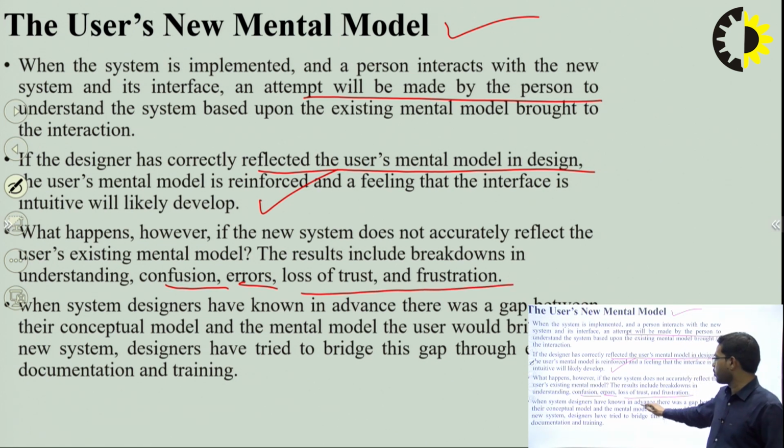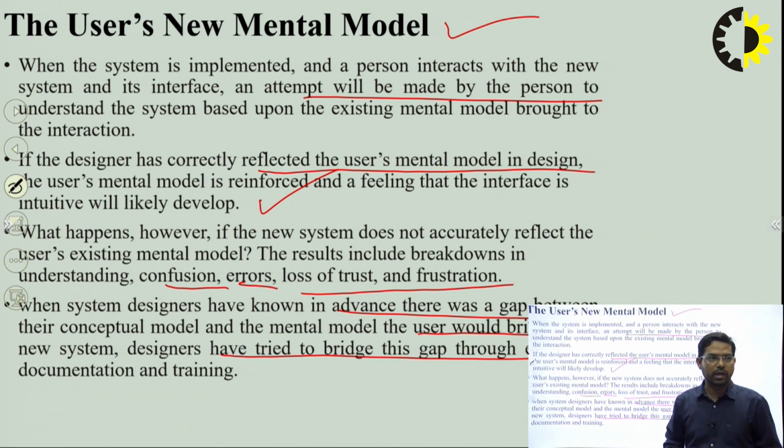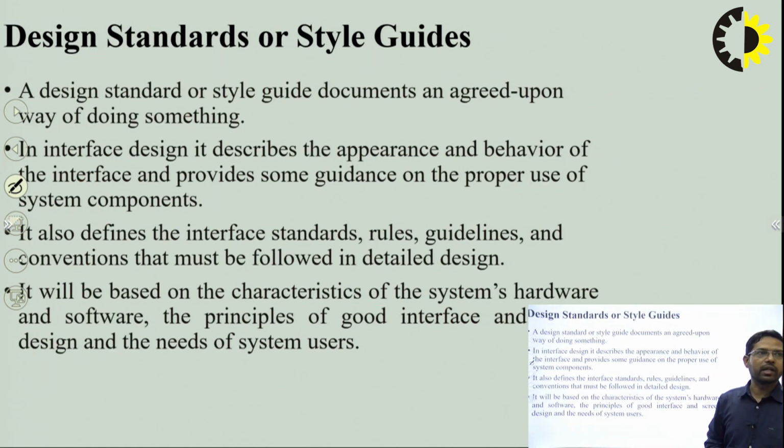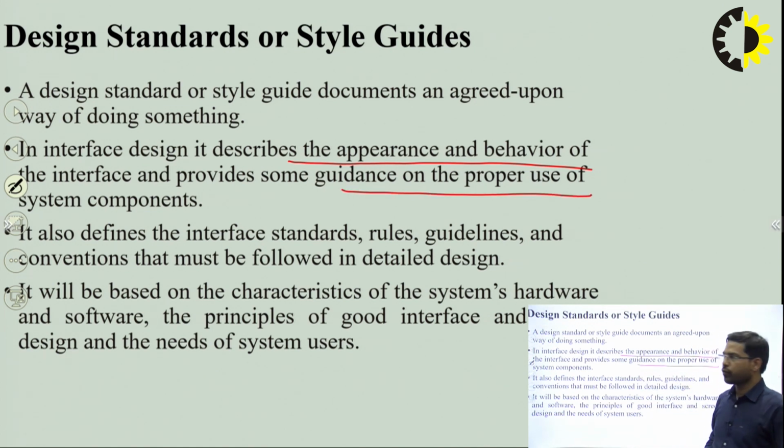When system designers know in advance there is a gap between their conceptual model and the mental model the user would bring to the new system, designers have tried to bridge this gap through extensive documentation and training. Next, design standards or style guidelines. What kind of standard is followed? Given some framework standard, we have to put in that particular logic. A design standard or style guide document is an agreed-upon way of doing something. In interface design, it describes the appearance and behavior of the interface, and provides some guidance on the proper use of the system components.